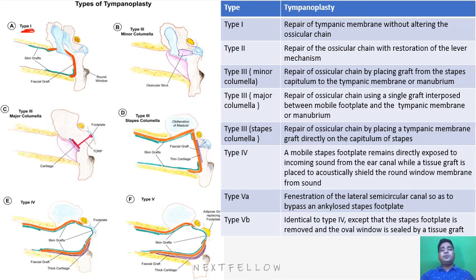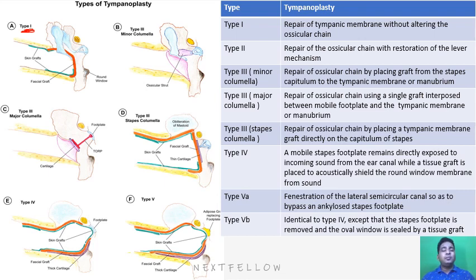Then comes the type 2 tympanoplasty. The diagram is not shown in this slide; it's in the next slide. So what is type 2? There is repair of the ossicular chain with restoration of the lever mechanism. Suppose this incus is necrosed. Generally, I will put a cartilage graft directly over the stapes.